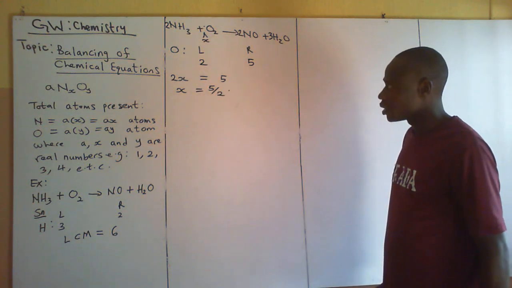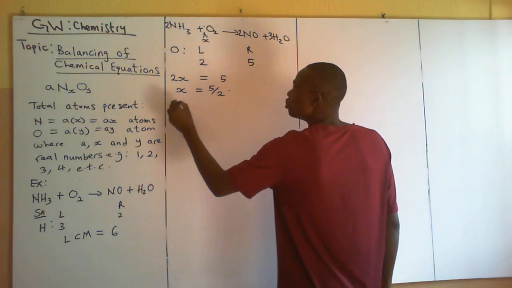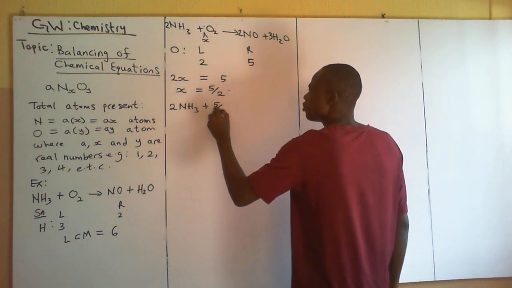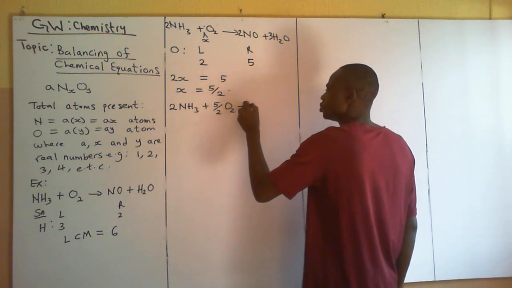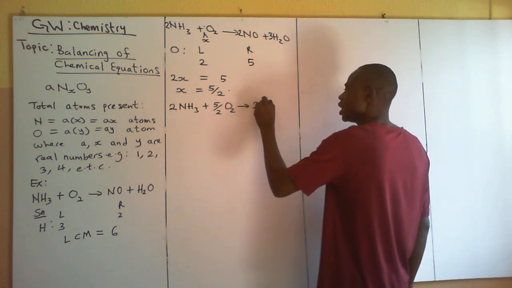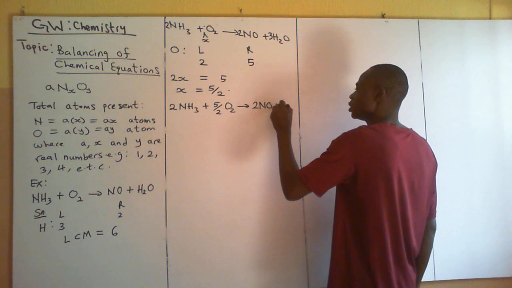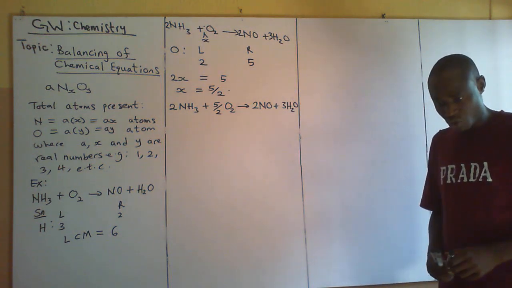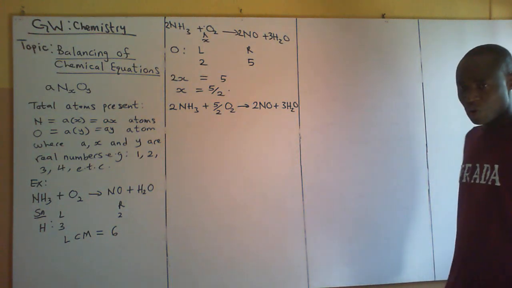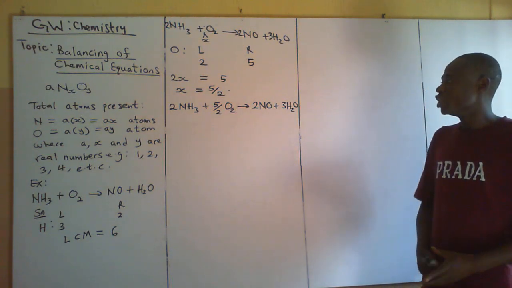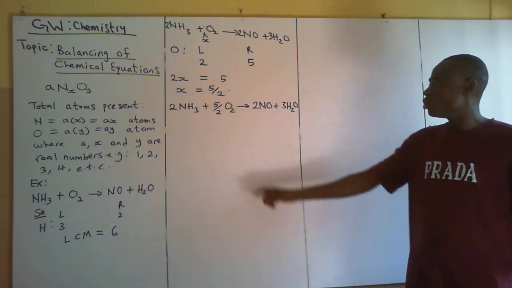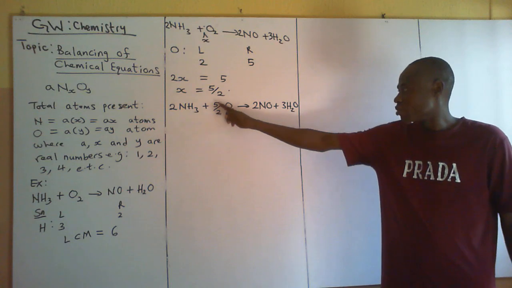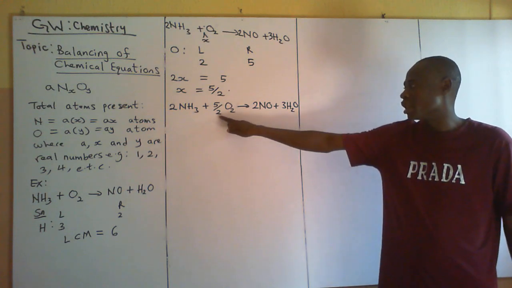Then we can now rewrite the equation. It becomes 2NH3 plus 5 over 2 O2, giving us 2NO plus 3H2O. This equation is balanced. But if you want to show your bad aspect of mathematics, that is, what do I mean by showing the bad aspect of mathematics? You remove the fraction. You remove the fraction by multiplying everything by the denominator of the fraction, and the denominator of the fraction here is 2.